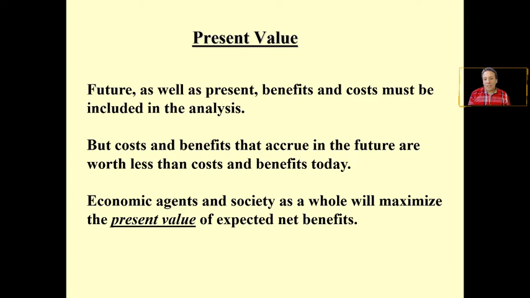We covered this during our previous session. The future as well as the present benefits and costs must be included in the analysis. As we have future benefits and future costs, we need to bring these future costs and benefits to the present value in order to get to know what is the value today. So economic agents and society as a whole maximize the present value of net benefits. So what we want to do is to bring net benefits to the present value and hypothetically choose that net benefit when it is the optimum. Although in practice there are some caveats in there.